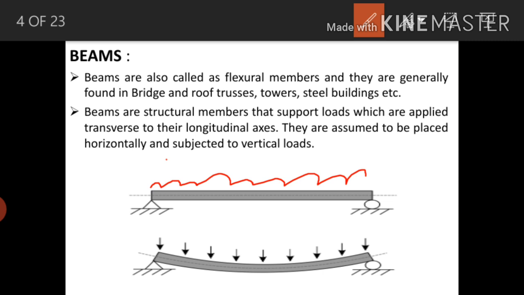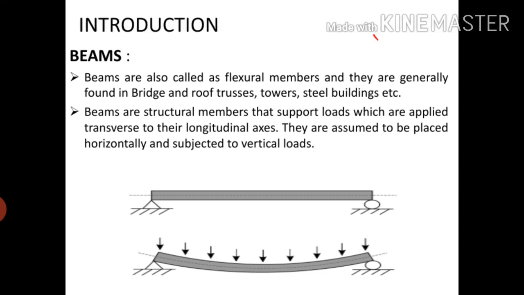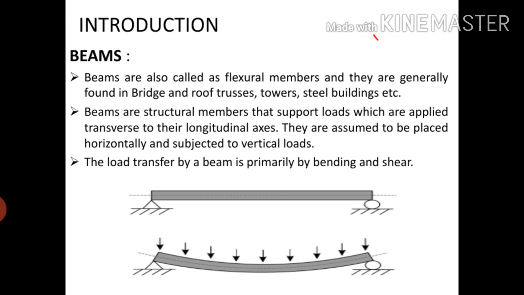Then beams are structural members that support the loads which are applied transverse to their longitudinal axis. They are assumed to be placed horizontally and subjected to vertical loads. So this is about the beams. Then the load transfer by a beam is primarily by bending and shear. So here the load is transferred because of bending as well as shear.